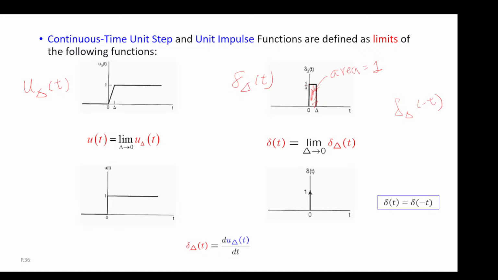Maybe I can just write a comparison. What you were saying was u of t minus delta. That function is a time shift of the step function, and if delta is positive, it will just look like this. And this is delta. So there are different functions.